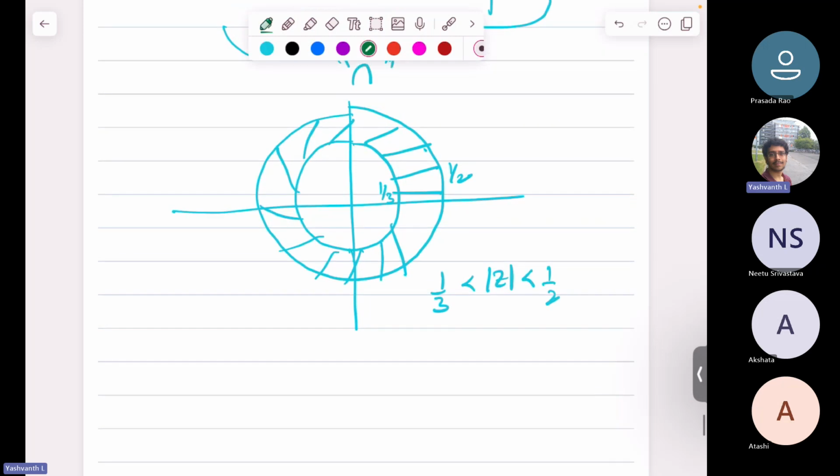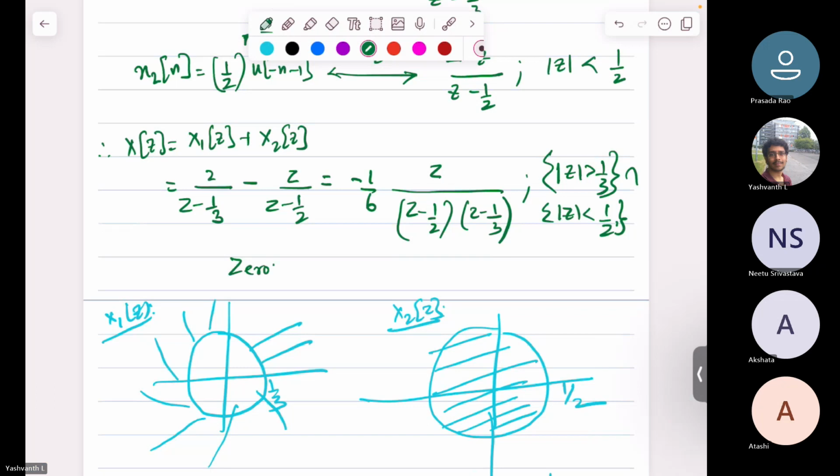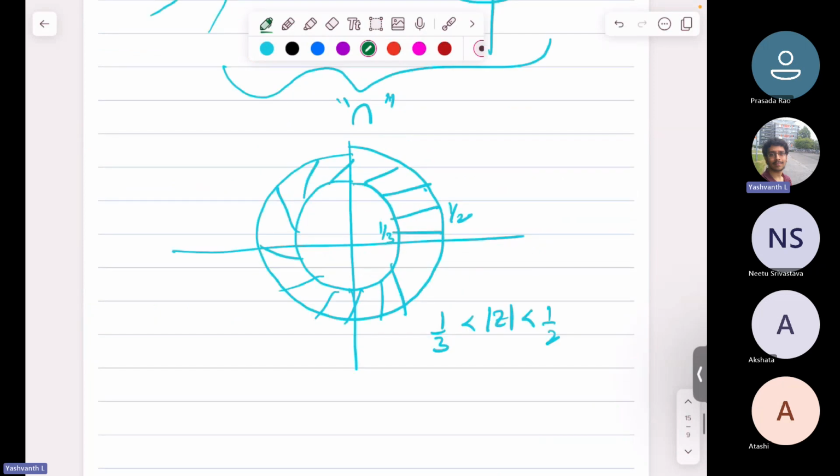On the same figure, I can mark the zeros. What are the zeros? It's just 0, because you only have z. What are the poles? Half, comma, 1 by 3. Just mark them here. So your 0 is here, and 1 by 3 comma 1 by 2. So these are your poles.